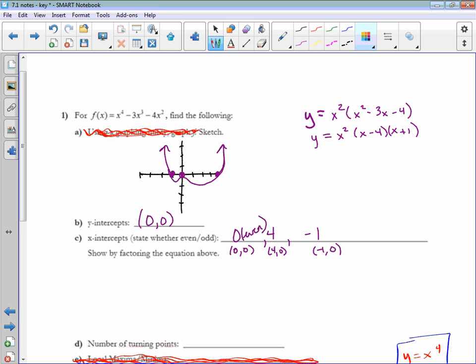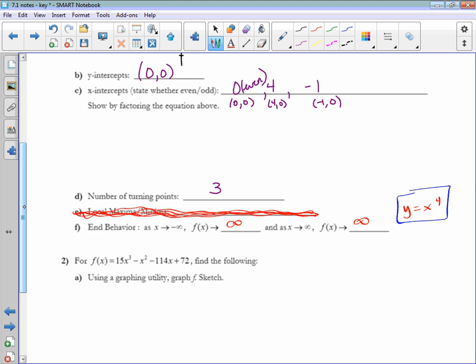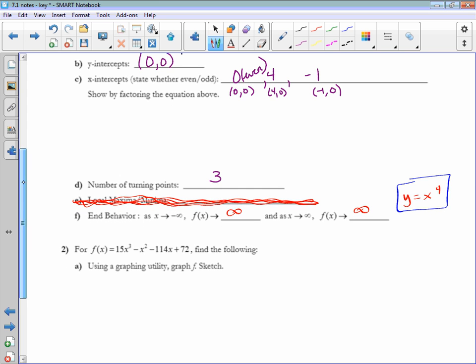We okay with that? Turning points, I always want you to tell me it should say possible number of turning points. That's always just your degree minus 1. So in this case, that would be 3. Oh, and let's fill in your end behavior too. I left that out. You already drew it on your graph, but you can write it for me too. Okay there? Questions so far?